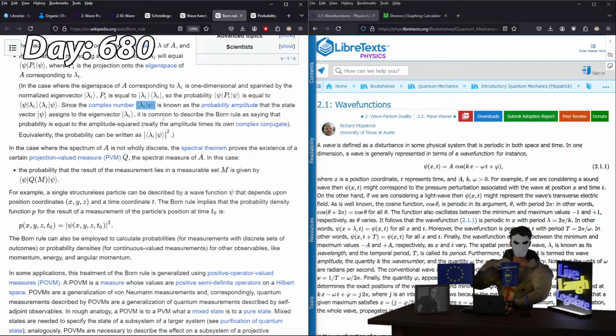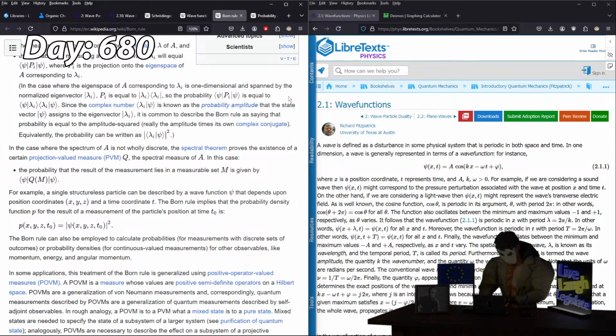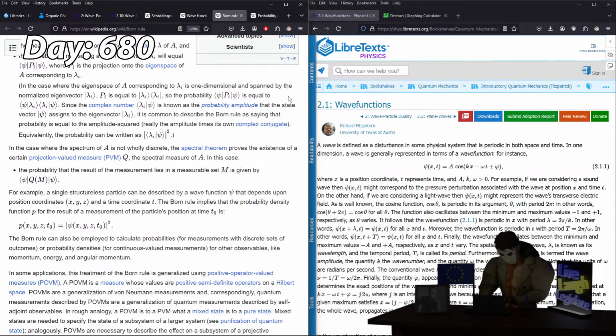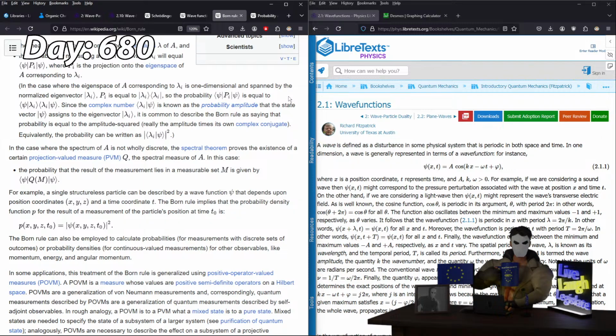So now that the if has been fulfilled, time to connect the two dots together. How hard could it be? In the case where the eigenspace, because when lambda is one-dimensional, it's found by a normalized eigenvector, the probability is equal to this. The if is just that we deal with a state that could happen in real life.